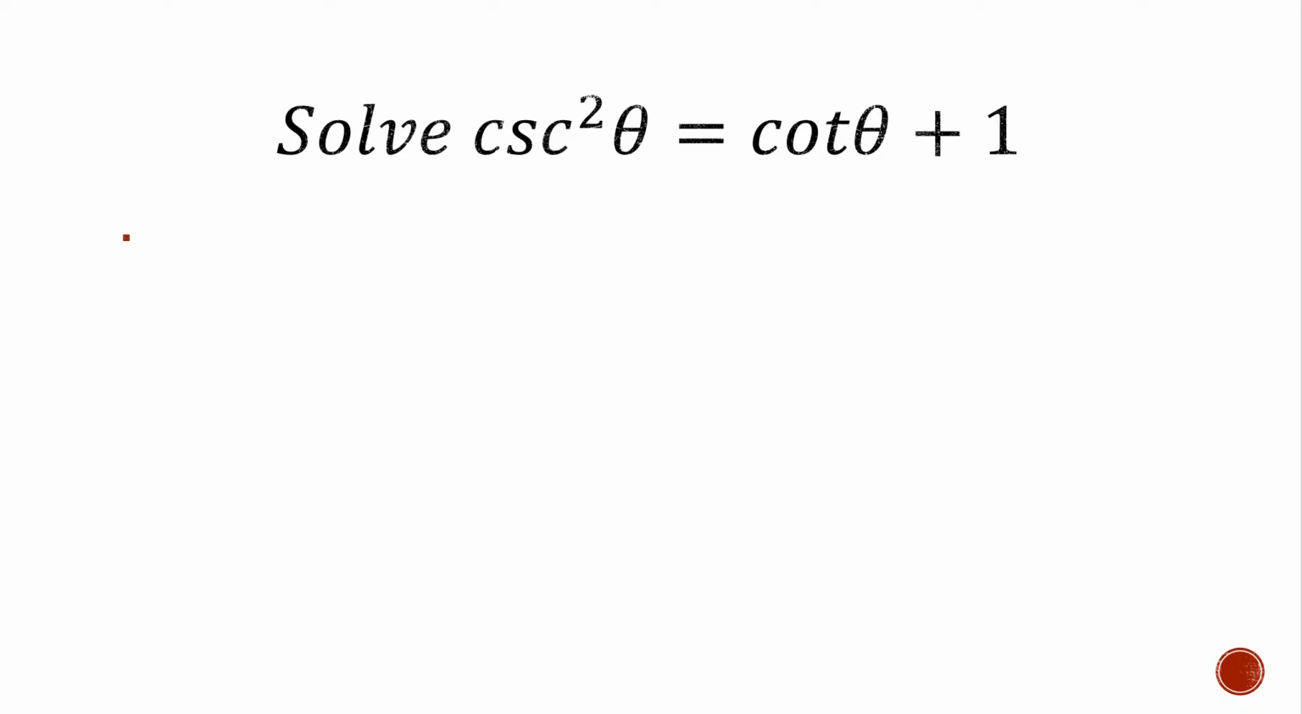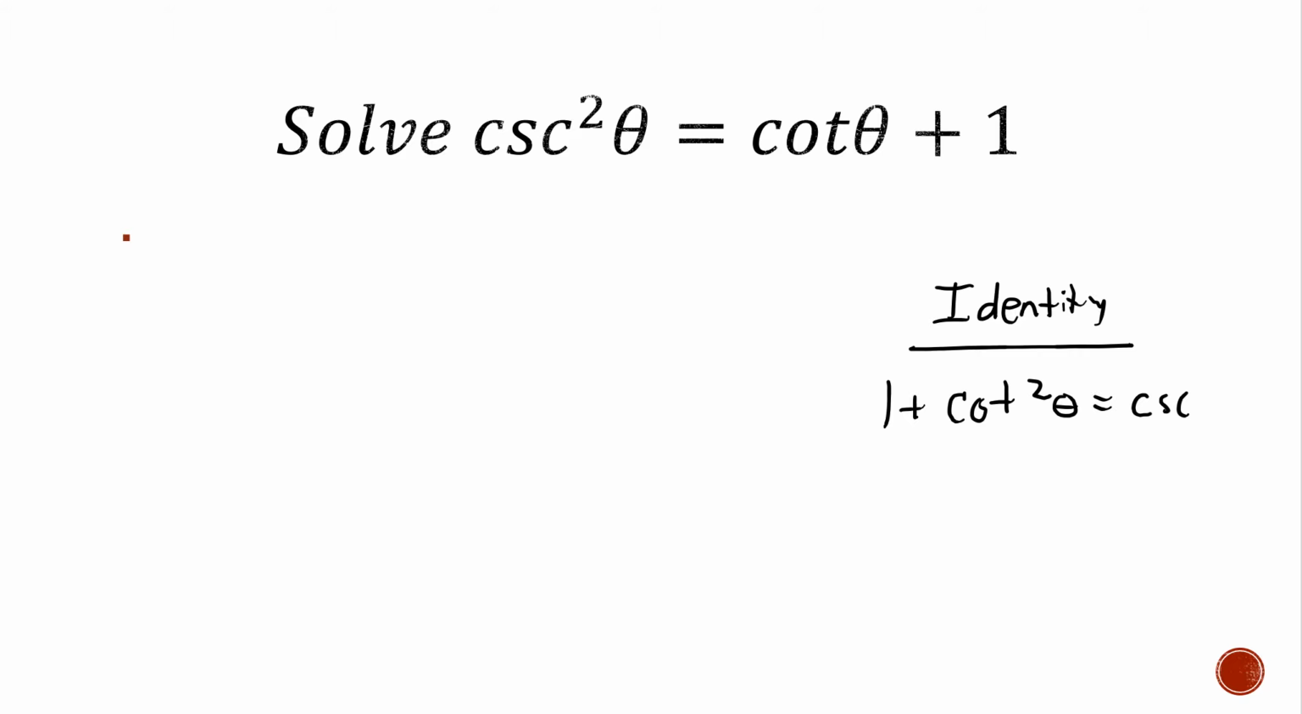We would need an identity to substitute in so that we can write it either entirely in terms of cosecant or entirely in terms of cotangent. All right, so you have an identity which looks like this: 1 plus cotangent squared is equal to cosecant squared. That's one of your Pythagorean identities.